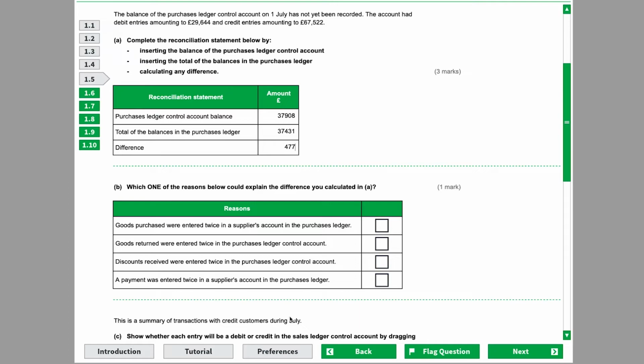Which just leaves us with number 4, so we hope that this one's correct. A payment was entered twice in a supplier's account in the purchase ledger. Now, if a payment was entered twice, this would have reduced the balance within one of the purchase ledger accounts by too much, causing the balances overall to be too low in comparison to the purchase ledger control, which it is. So for part B, the reason would be number 4. So let's select that now.